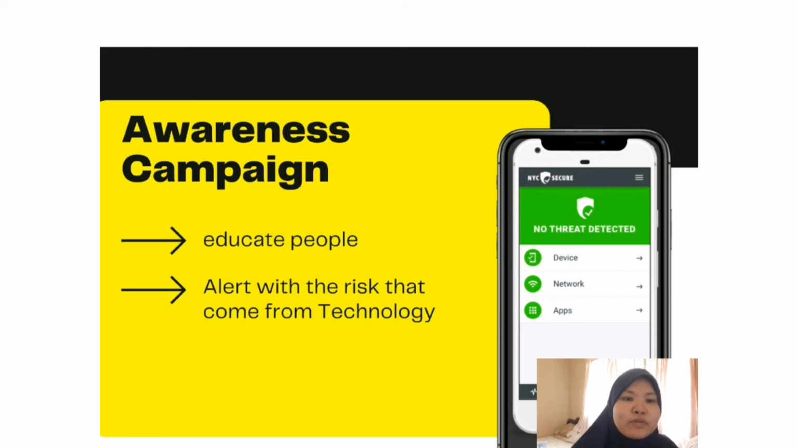It's really important to educate people, especially children and teenagers, about cybercrime. This is because the young generation is the one who will live with technology for their whole life, and they need to be exposed to the risks that come with this technology. For example, we can make a short film or video related to cybercrime to spread awareness to all.